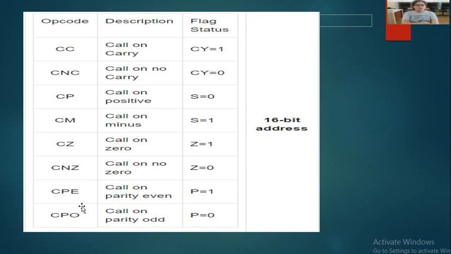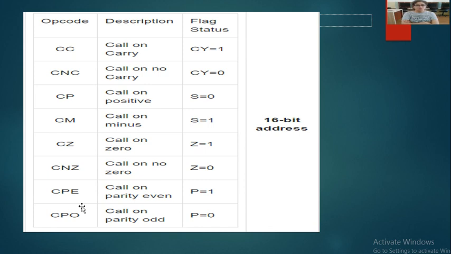The fourth instruction of this group is CM. C stands for call, M stands for minus, meaning a negative number. Call on minus. You can also write this instruction as CNP, call if not positive. CM and CNP are both the same. Call on minus means if there is a minus in the result, the value of the sign flag is 1. Sign flag 1 indicates the result is not positive.